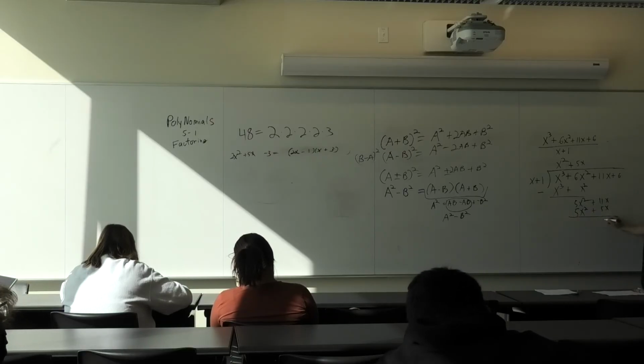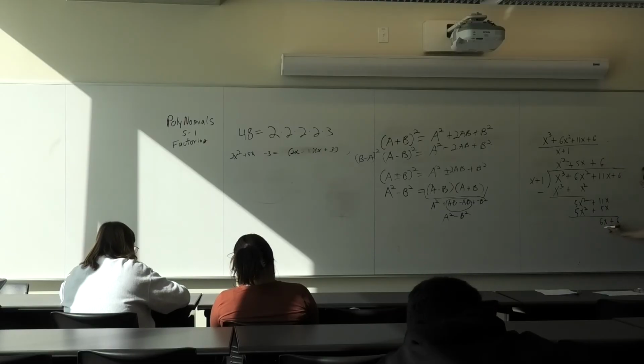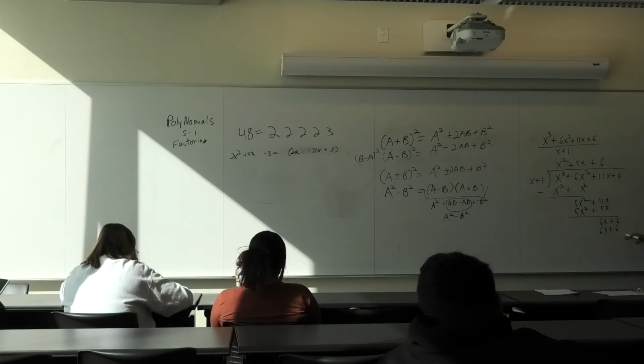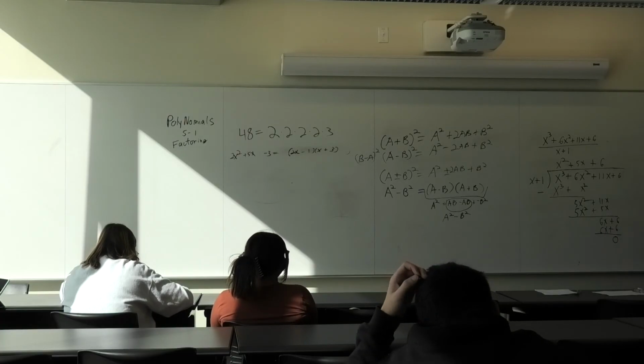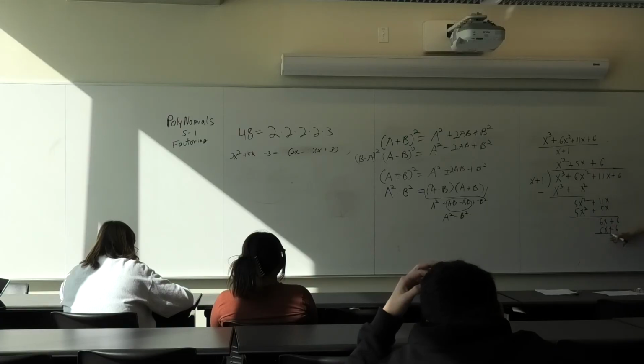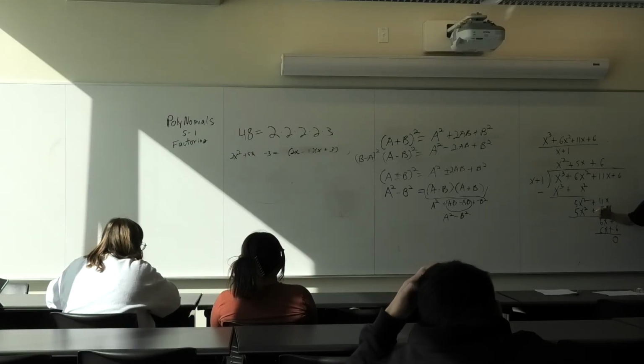All right, I subtract, I get 6x plus 6. What comes next? 6. I think you're catching on. Now, in this particular case, we end up with 0, which is what we're hoping for. When we're dividing polynomials, because we want to factor them, we hope there's no remainder. If there's a remainder, we failed. We didn't factor it.